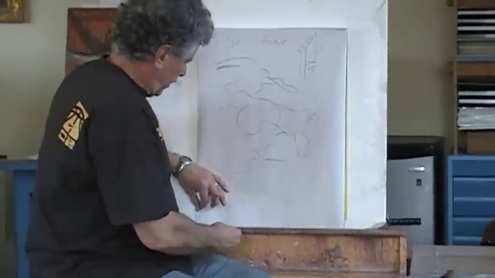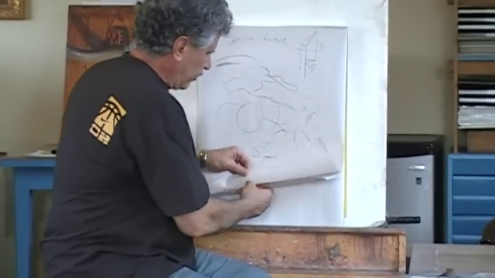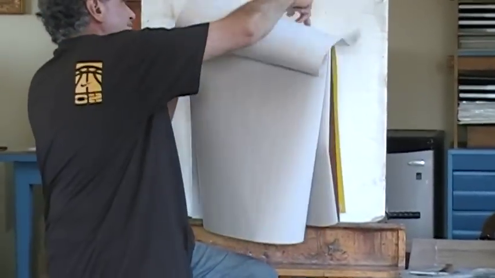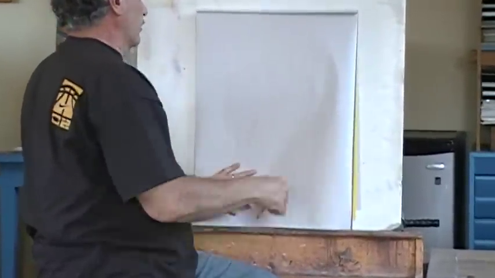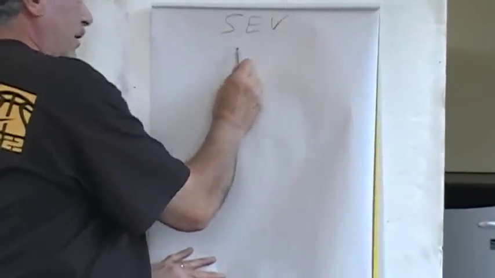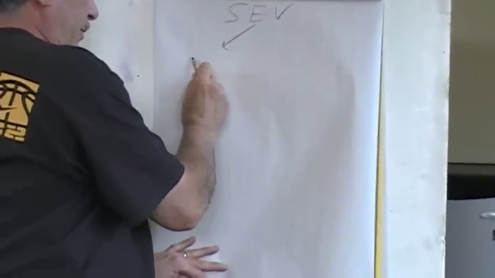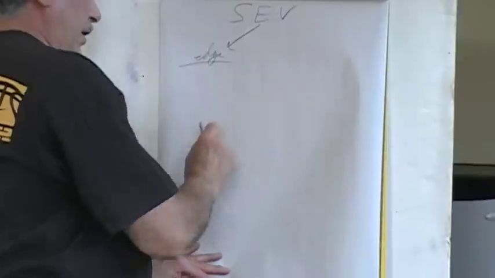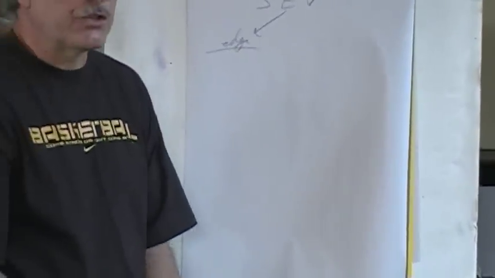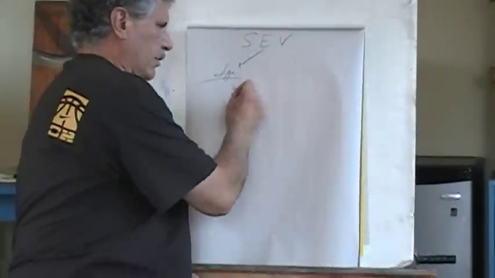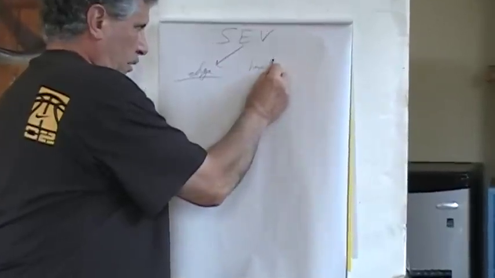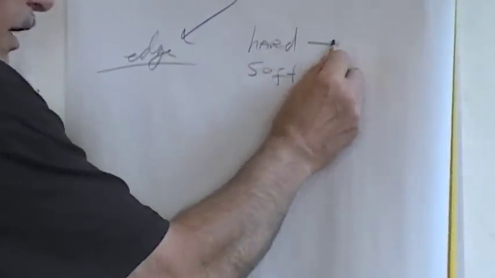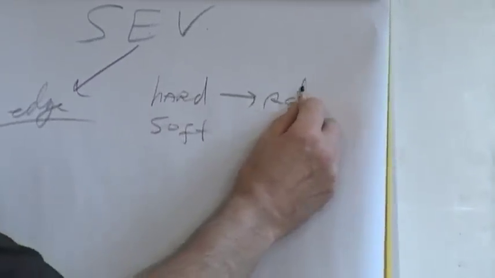Okay. Now, last week we covered edge a little bit, where we talked about, remember S7, shape, edge, value. So I'm going to expand on the edge part of that this week. The part that we covered last week was using edge to make shapes either advance or recede. So we talked about hard edges and soft edges. Okay, hard edges advance and soft edges recede.